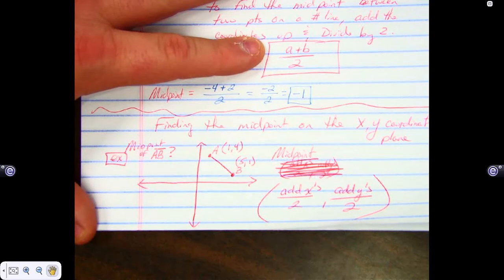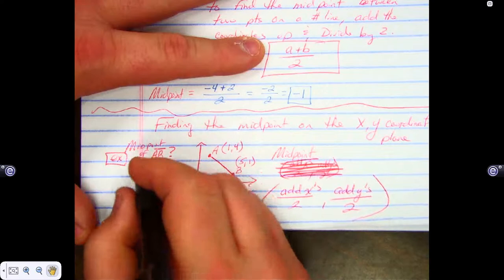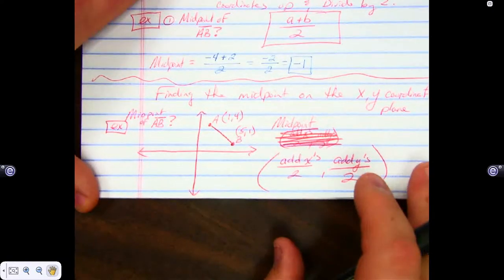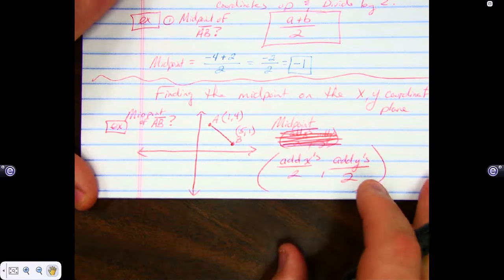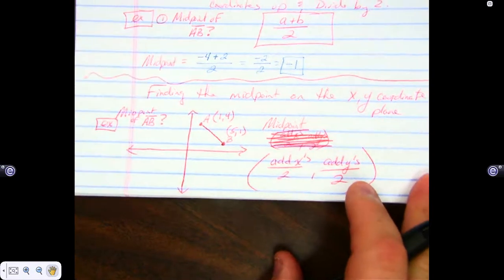How would you find the midpoint of AB? Stop playing around, seriously. Guys, how would we find the midpoint of AB?